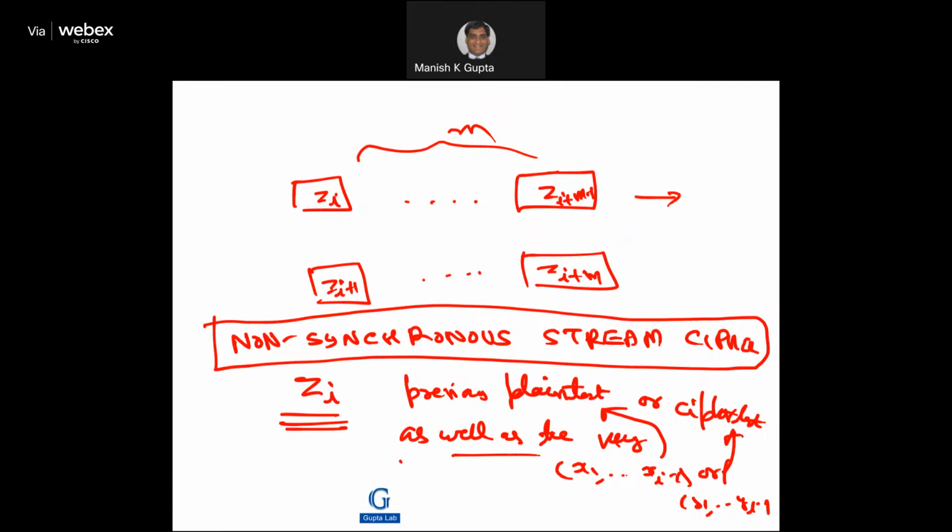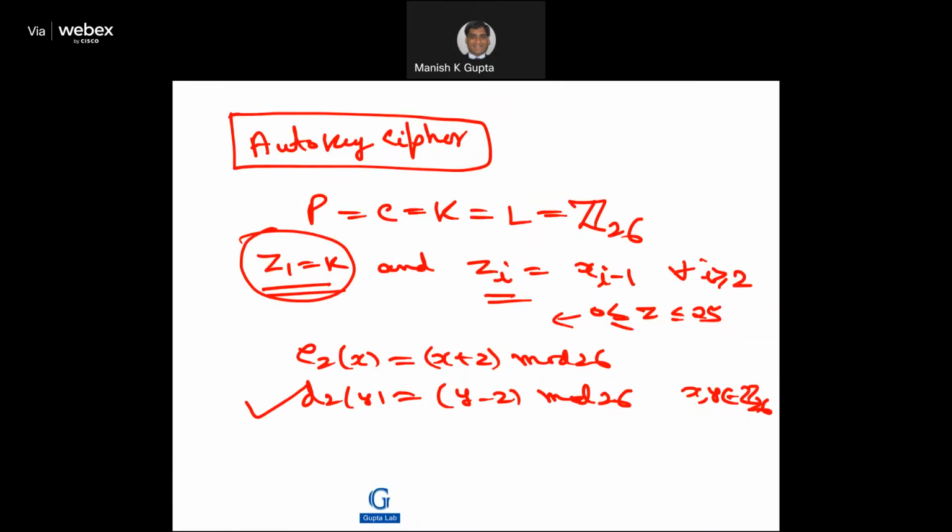As I mentioned, it is a synchronous cipher when the key stream is a function of only the key. When the key stream is a function of, in addition to the key, the plain text or cipher text, it is known as a non-synchronous stream cipher. That's all, really not very difficult. An example is the auto key cipher.